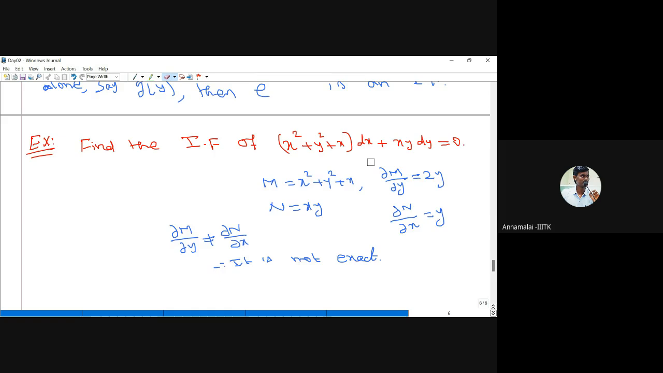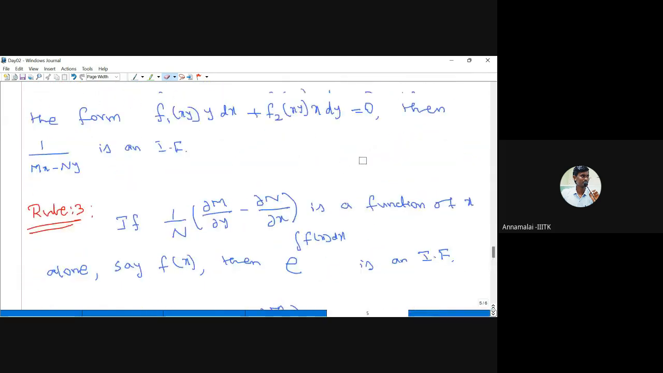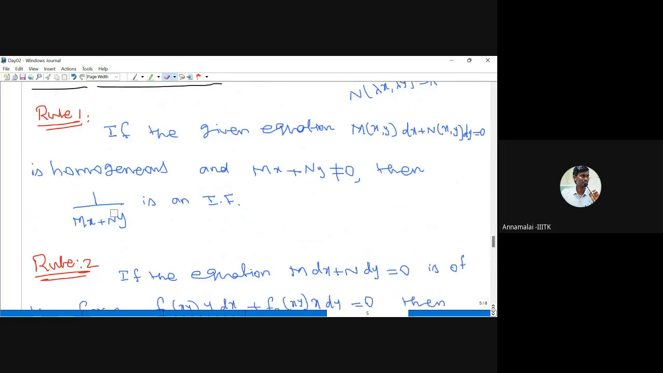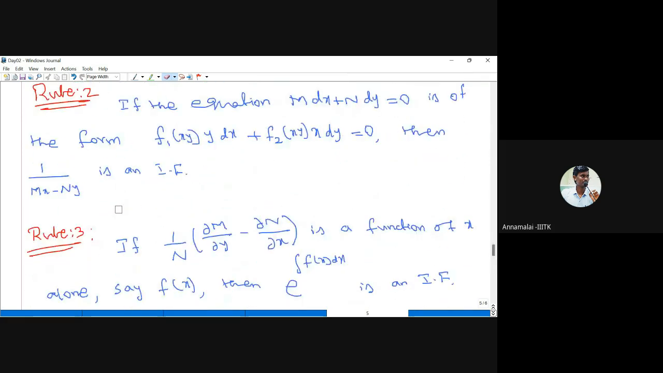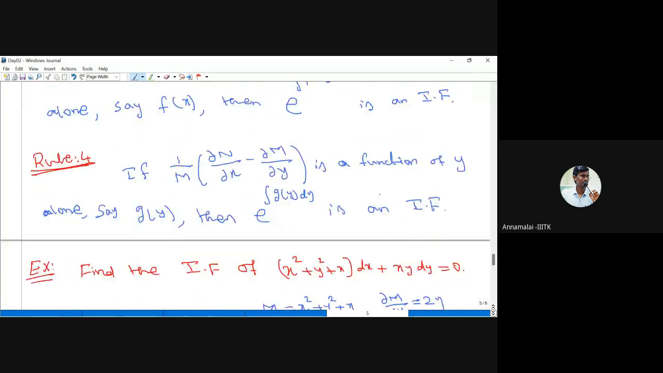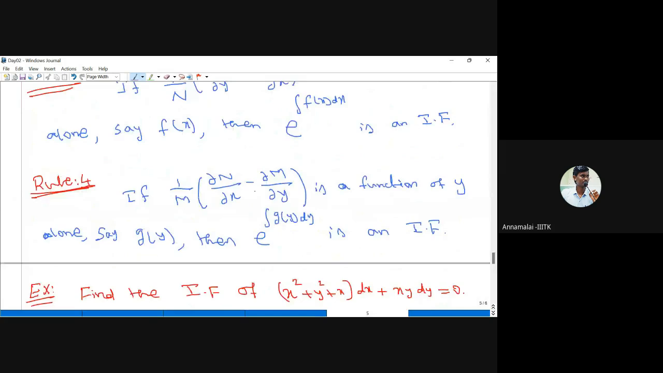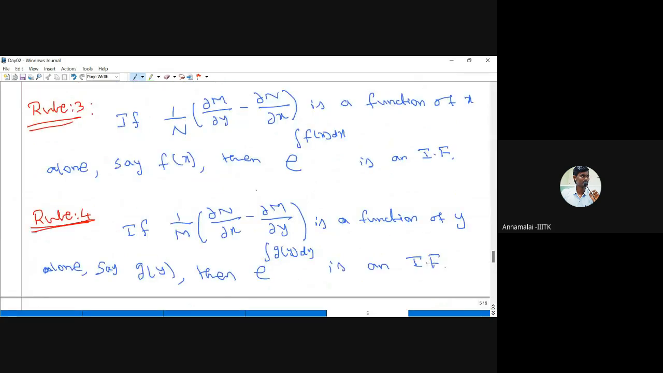So you are not allowed to use the first rule, because the first rule says if both M and N are homogeneous, then we can directly write 1 by (Mx plus Ny) as the integrating factor. Now look at the second rule. Suppose the given equation is of the form some function of xy into y dx. It is not of that form, because it is not a function of this one. Now look at the third rule. Anyway, we have to apply either the third rule or the fourth rule.